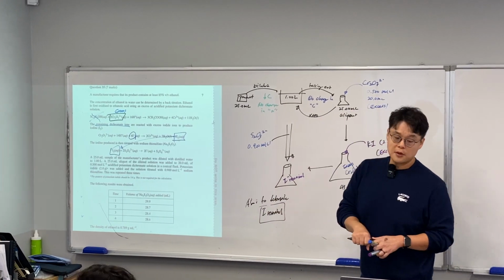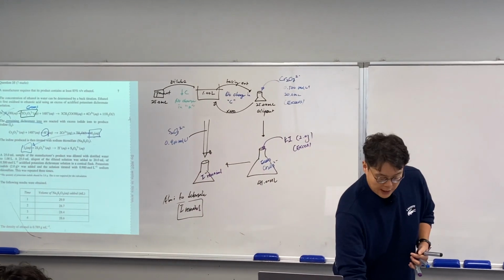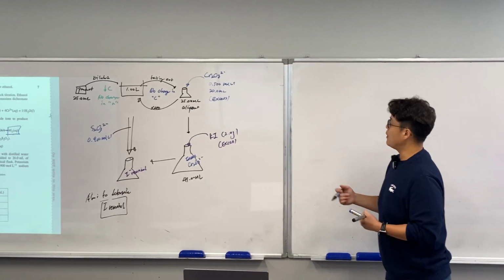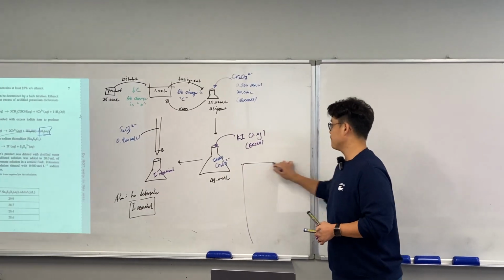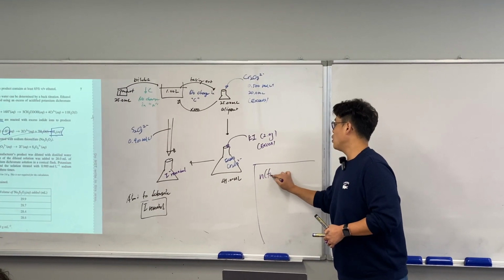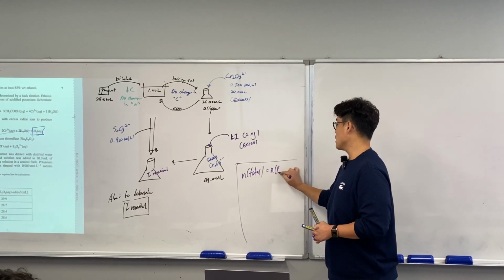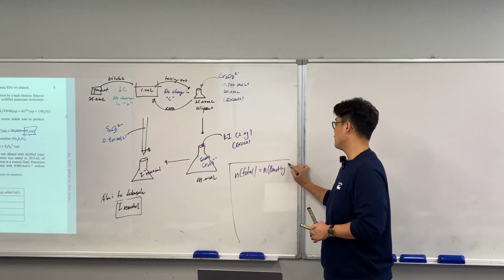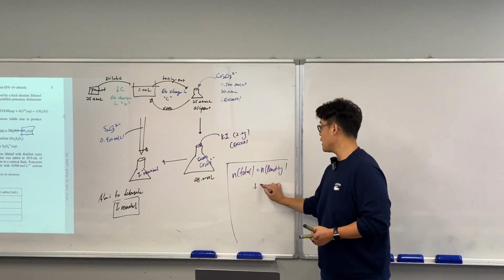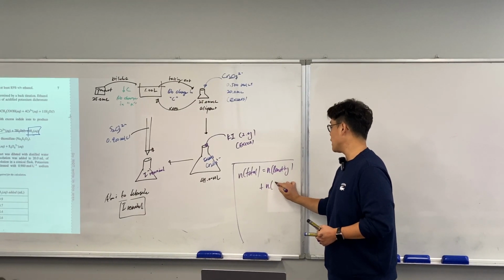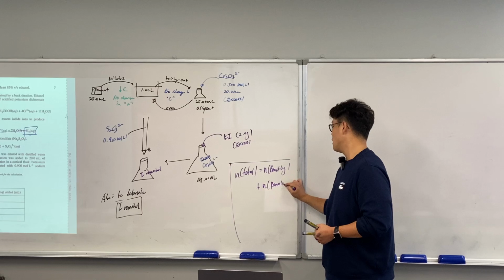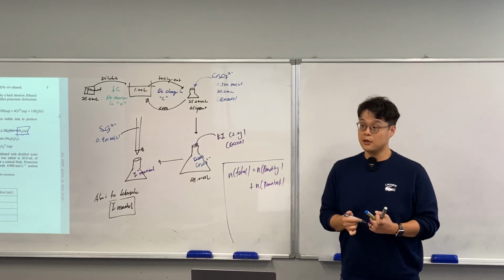And one thing that you have to understand is this. In any chemical reaction, remember this magic formula: n of the total is always the same as n that reacted plus the n that remained after the chemical reaction too.